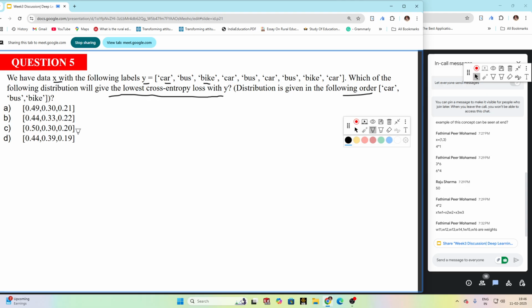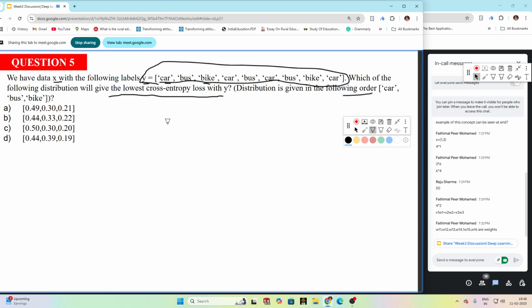Distribution means nothing but the probability. There are two types of probability: the predicted probability and the actual probability. Cross entropy will be lowest when your predicted probability equals your actual probability. So what has been asked here? Which of the following distributions will give the lowest cross entropy loss with Y? As the labels are given, according to me, this is the actual output.